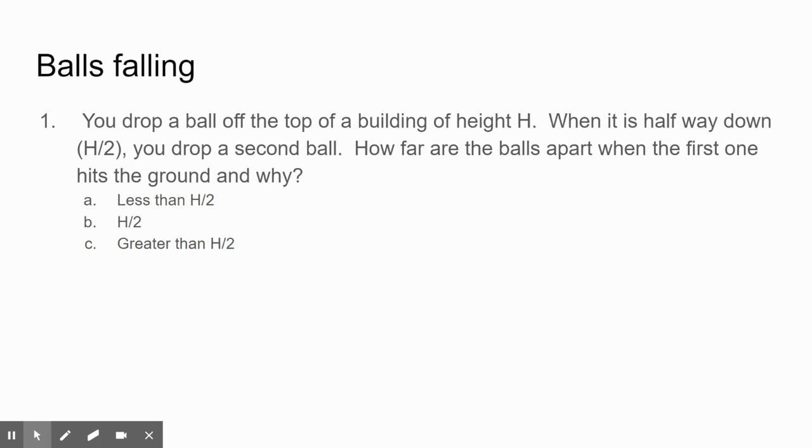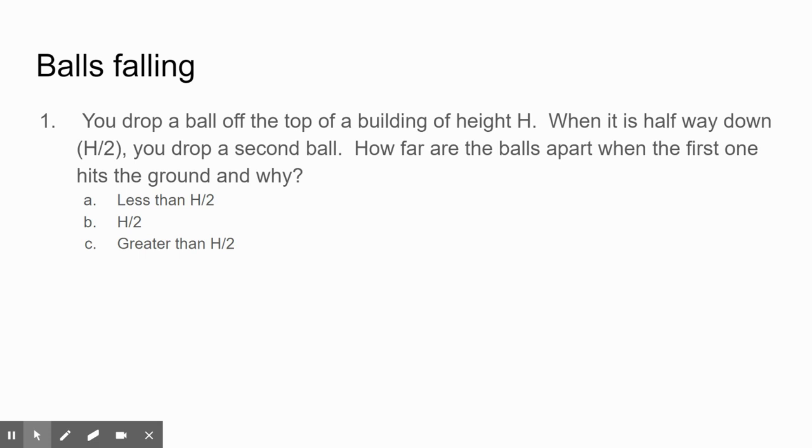Somebody with B, what's your reasoning for B? I put B, but now I'm starting to think that it's C because of the other explanations in the chat. Okay, so you're saying that it makes a little more sense now to think of it as getting faster and faster. Yes, that's exactly right. The answer should be C.